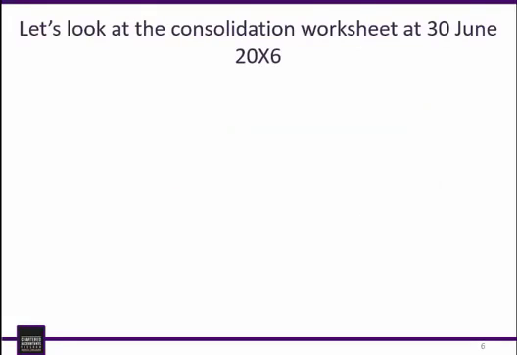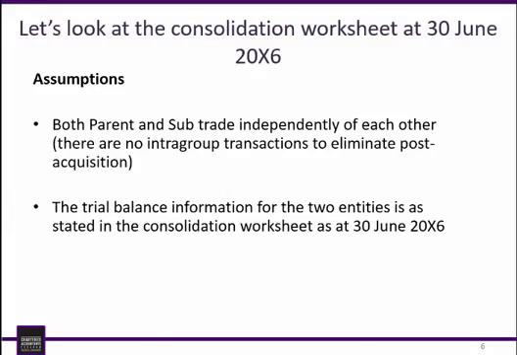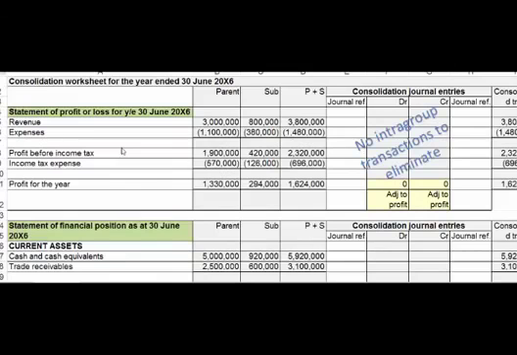So some assumptions about the worksheet that I've created. Both parent and sub trade independently of each other, so we don't have any intragroup transactions to eliminate post-acquisition. And the invented numbers that I've provided for you in the trial balance is what we need to be using to prepare our consolidated financial statements at 30 June 20x6.